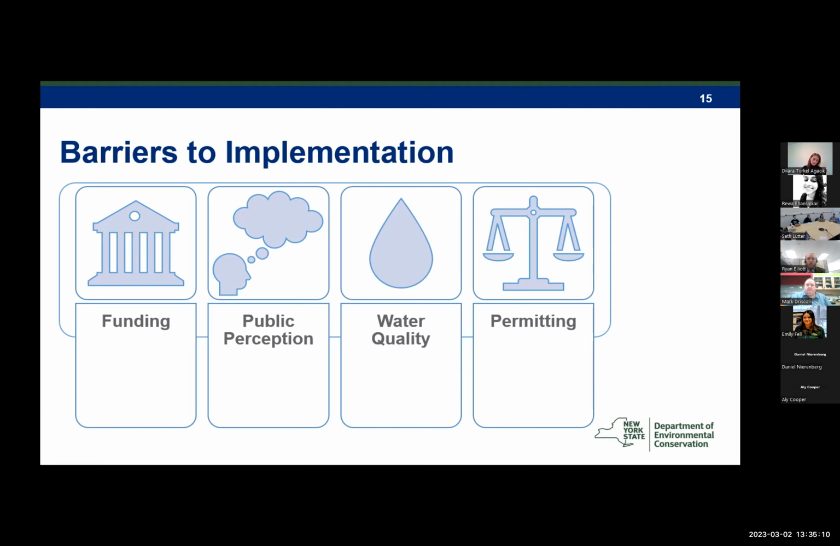Second potential barrier here is public perception. And radiation is a term that can send up red flags amongst the general public. And so a key to implementing any radiation-based treatment technology would be to keep the public well informed of what risks are present when this technology is used and what measures are taken to prevent exposure.